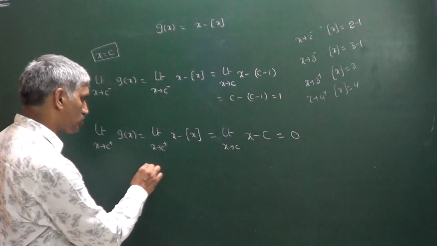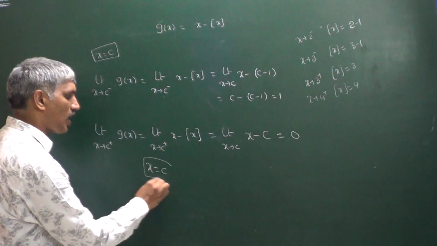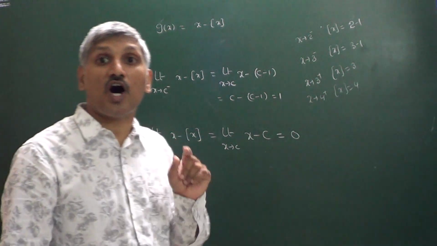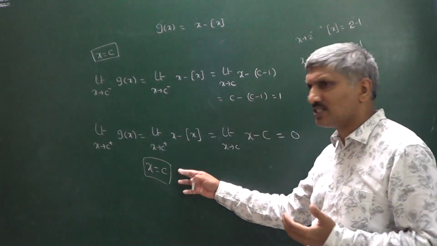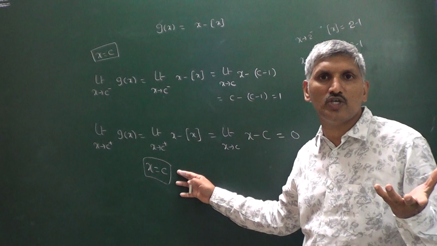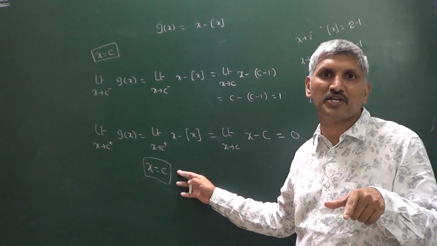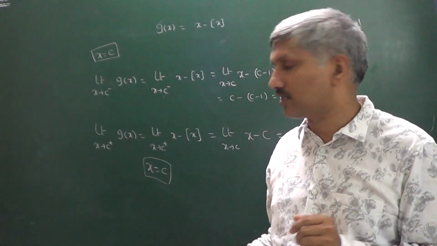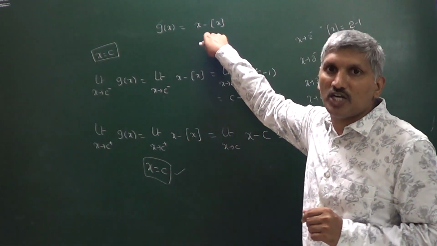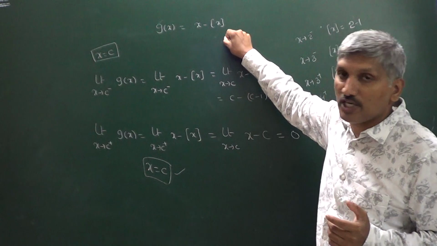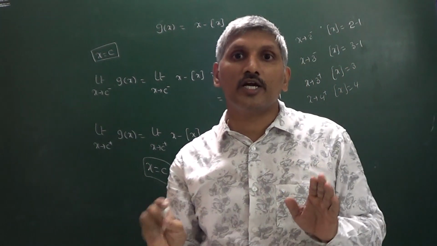When x is equal to c, the function is not continuous, because c is an arbitrary integer. In place of c you can take 1 or 2 or minus 1, minus 2, minus 3, any integer we can take. So that's why at an arbitrary integer this function is discontinuous. So this function is discontinuous at all integers.